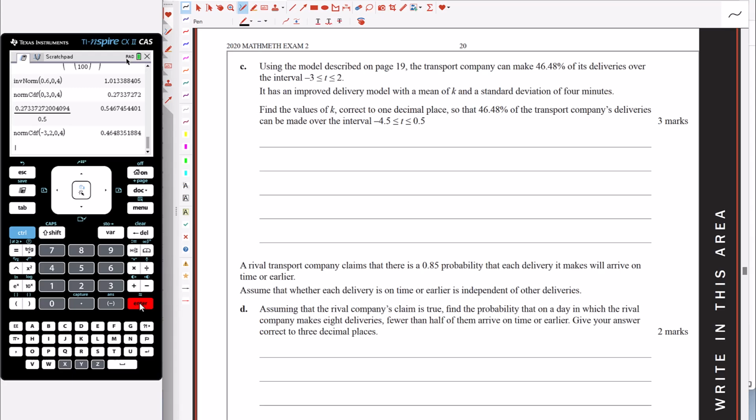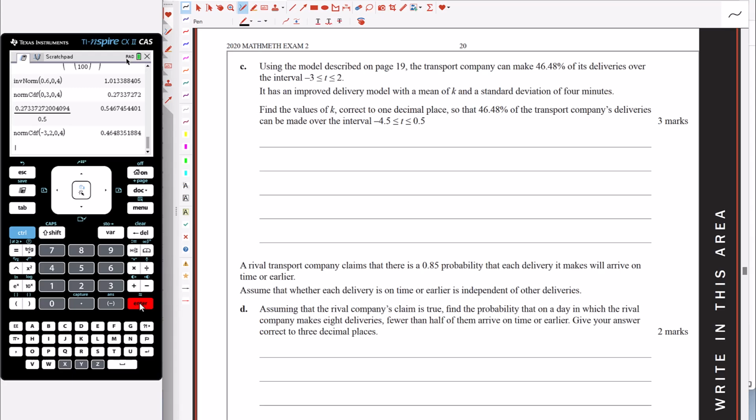It has an improved delivery model with a mean of k and a standard deviation of 4 minutes. Okay, so standard deviation is going to stay at 4. We're going to shift the mean to be k. Find the values of k, correct to 1 decimal place, so that 46.48% of the transport company's deliveries can be made over the interval -4.5 to 0.5. Okay, it's just a straight solve for the mean with my CAS.